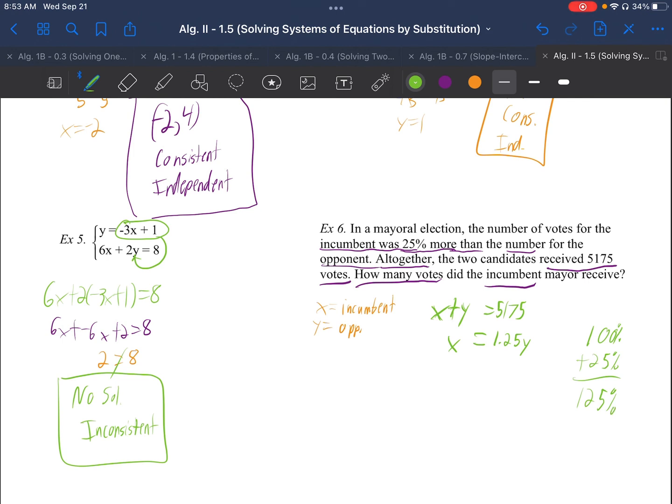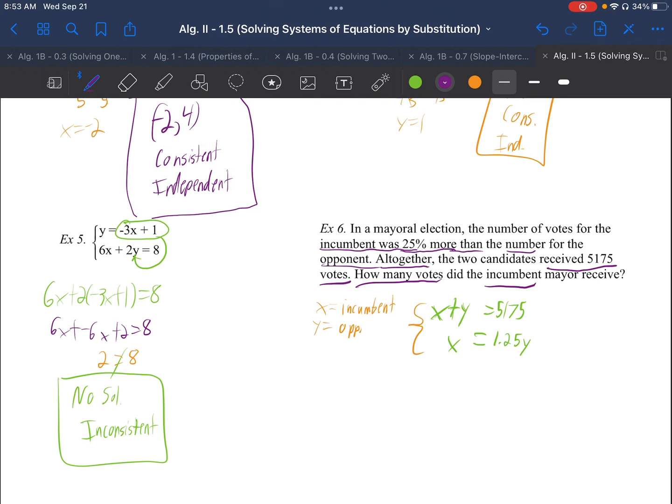So we want really 125% of what the opponent got, because that gives us the 100% of what the opponent got, so all of their votes, plus 25% more, giving us 125%. So we move the decimal over twice, hence getting that 1.25. That then gives us a system of equations we can use. And we actually already have a variable by itself.